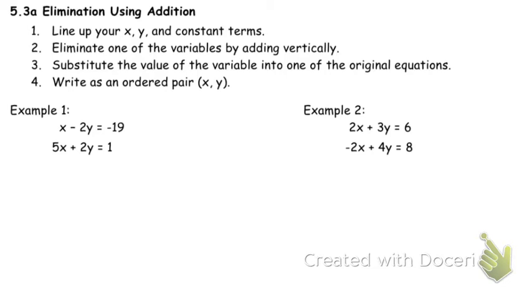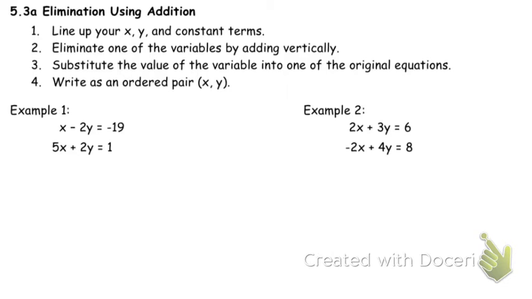Anyway, we have some rules we're going to follow for elimination. I always give you an outline, a step-by-step process of how we do things. First, we line up our x, y, and constant terms. Second, we eliminate one of the variables by adding vertically. We're going to get rid of a variable. Then we substitute the value of the variable in the original equation and write the ordered pair. Steps 3 and 4 are the same as our last 2 steps from before. Our first 2 steps are what's new compared to substitution.